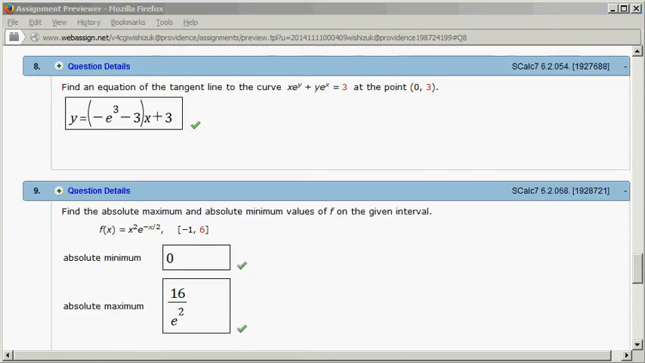It came back, and it looks like we got this one correctly. That's it. I hope that this was clear.